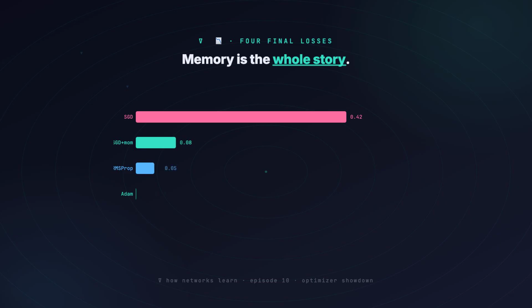The refinements after that, adaptive scale, then both together, each shave the loss further, but they're smaller gains stacked on that first leap. The misconception this kills: the fancy optimizer is where the magic is.